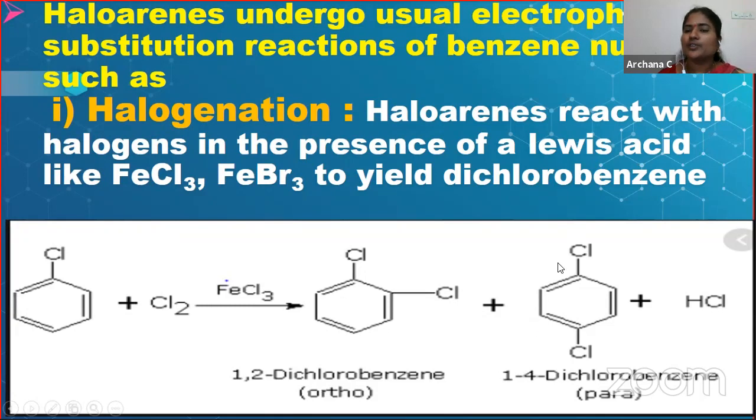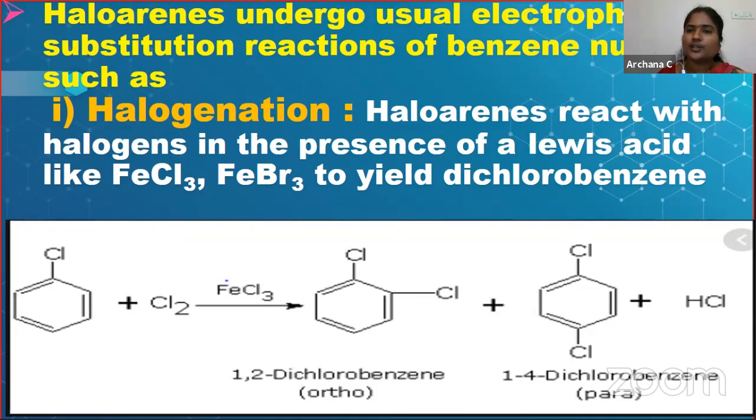And next, one more product is possible. Why? Because the electron density is more at both ortho and para positions. So one more product here is 1,4-dichlorobenzene, and there is a removal of HCl. So this is called halogenation. Halogenation means when haloarenes react with halogens in presence of a Lewis acid like ferric chloride, it forms dihaloarenes.